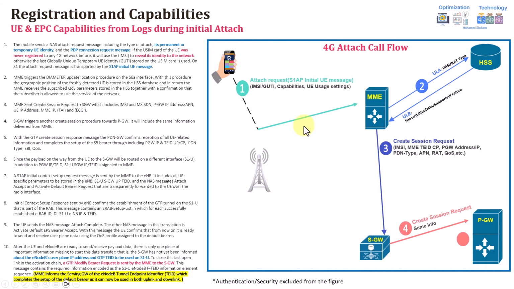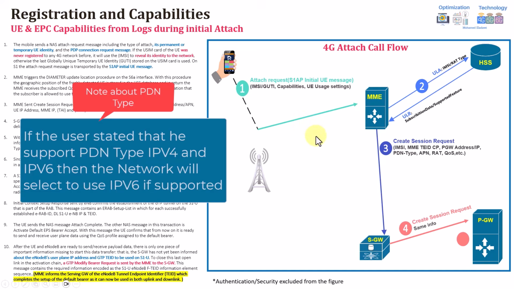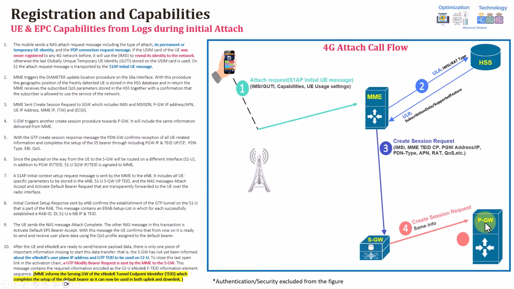PDN type, actually, it's just the user telling them that I'm supporting, for example, IP version 4 or IP version 6. In case the user supports both of them and the network supports IP version 6, the user will be selecting IP version 6. This is in case of that. And the PDN type, for example, this is initial, it will be for data or web or whatever, and RAT and quality of service. So the same message will be forwarded from the serving gateway to the PGW with the exact same content.